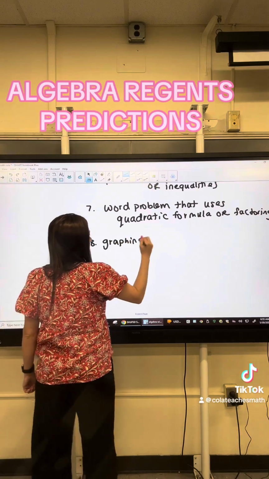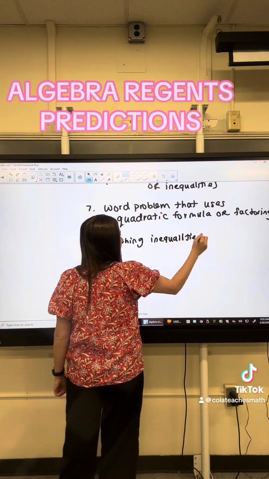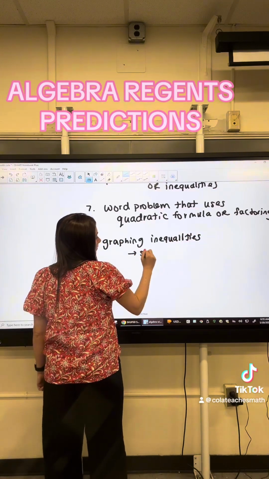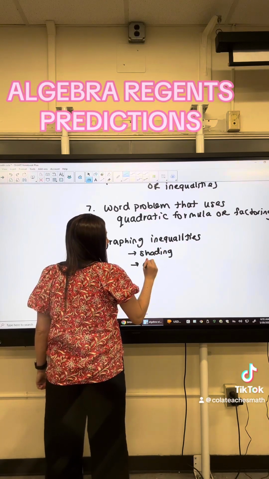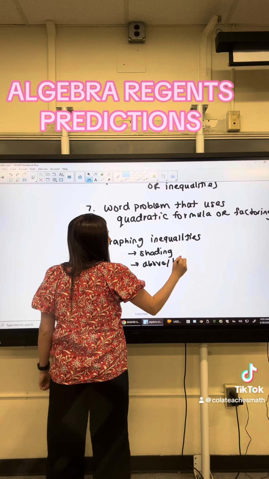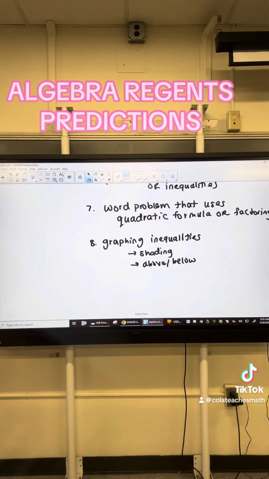Number 8 that I think is going to be on there, I think there's going to be a basic graphing inequalities question. So no word problems, literally just y is less than 2x plus 5, y is greater than or equal to 3x minus 7. And you're going to have to know how to shade above or below, and if it's going to be a dashed or solid line. And that's what I think is going to be on there.